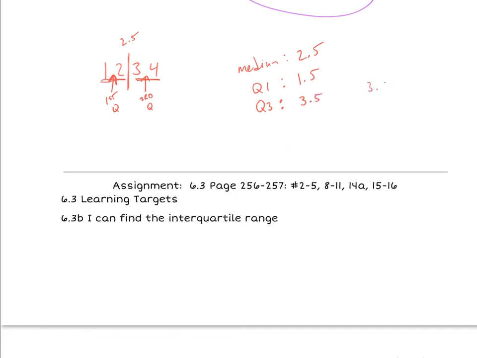Do this math on a calculator. It makes life way easier for you. 3.5 minus 1.5 is 2. So my interquartile range equals 2. Okay?